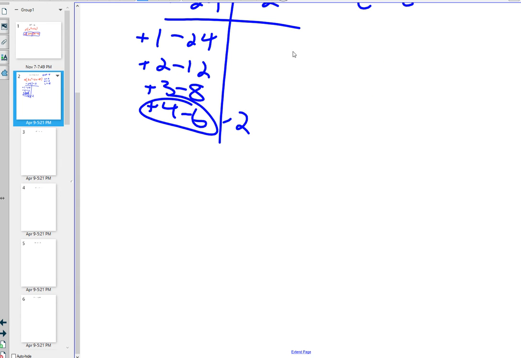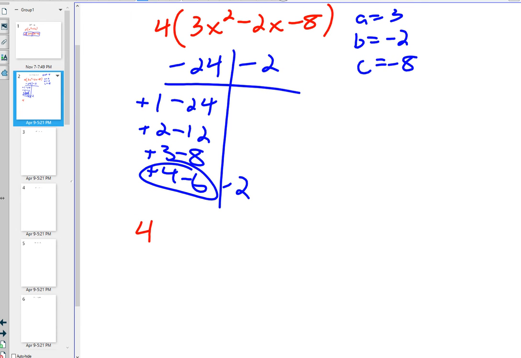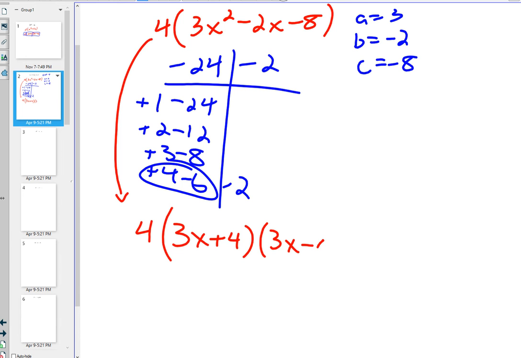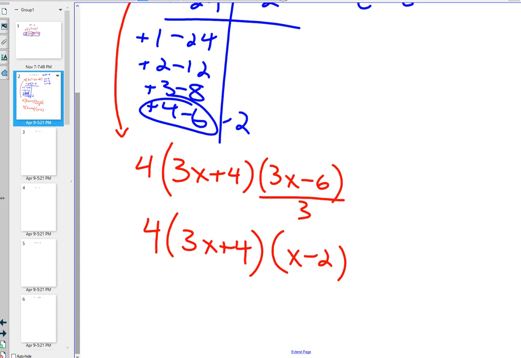I can't forget about the 4. Sadly, yeah, the entire problem would have been marked wrong if you would have forgotten the 4. So that 4 has to still be there. But then for now, put that 3 in front, so 3x plus 4 and 3x minus 6. The 4 still drops, the 3x plus 4 can't be divided by anything else, but the 3x minus 6 can be divided by 3, that leaves you x minus 2.